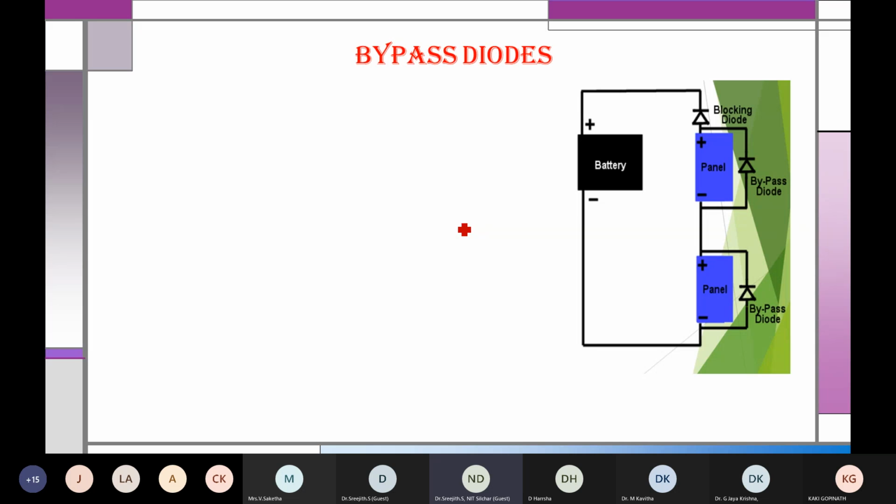Whereas all of the other panels will be conducting, that will create a non-uniformity. So at that time, what they'll be doing is that they'll just bypass that panel. So this diode is called a bypass diode. If this panel is not working, or if any partial shading is there, then the current will go through the diode. So the flow will be bypassed through that diode. That is why it's called a bypass diode.